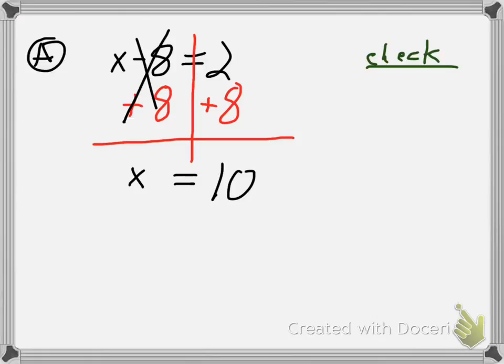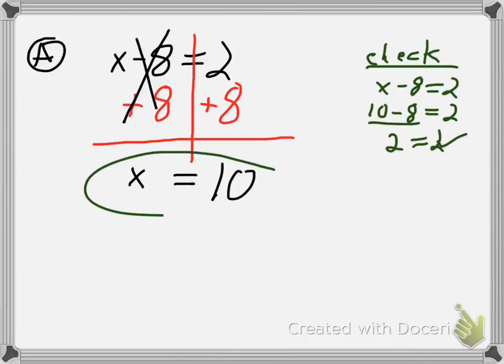Okay, I can check it by plugging in x as 10. So in my original equation, x minus 8 equals 2, I can plug in that x is 10. 10 minus 8 equals 2. I can go ahead and solve. 10 minus 8 is 2. Does 2 equal 2? Yes, it does. So I know I'm good there. I know that that is my correct solution. x is equal to 10.